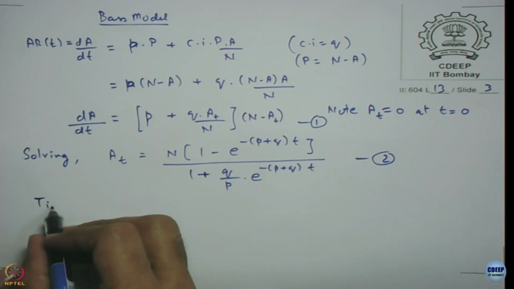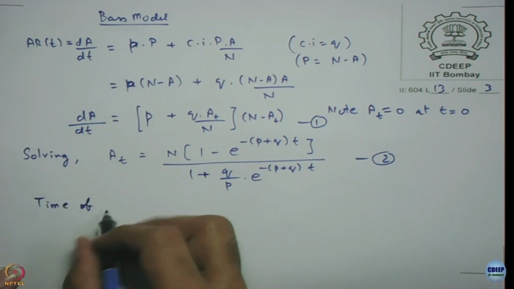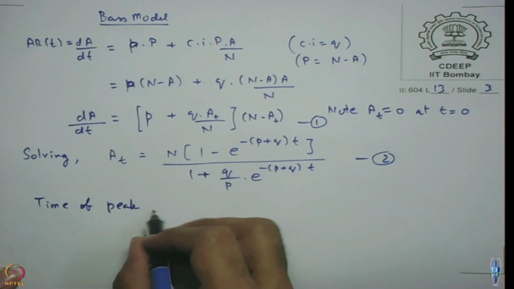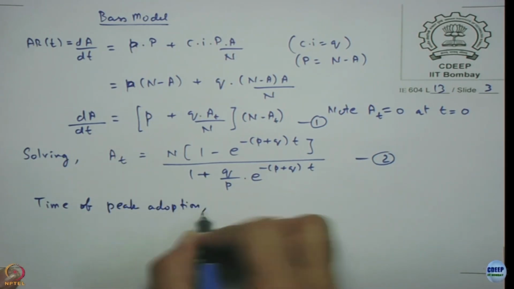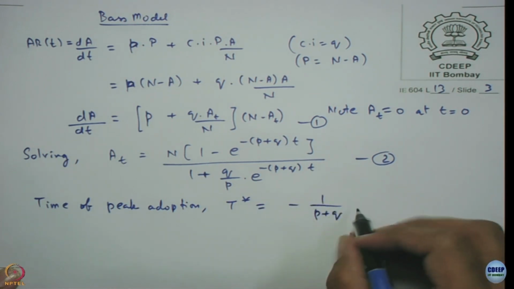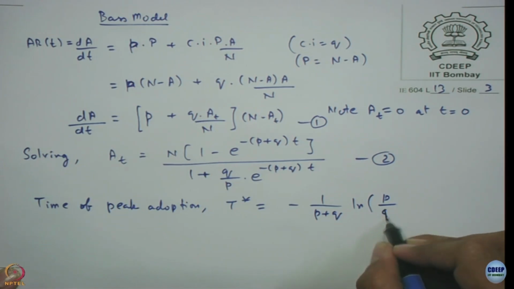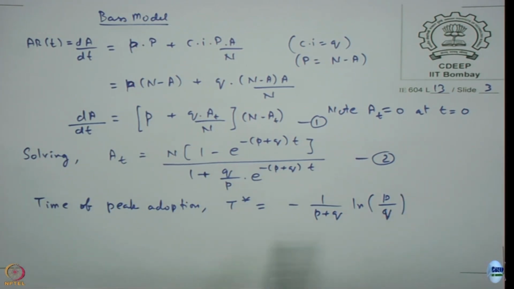Based on this, we can get our time of peak adoption in a similar fashion, or your t star that you saw earlier, which is minus 1 by (p plus q) into ln of p by q. So this t star for the cases when p is greater than q becomes negative. That means t is negative, so that is why you are having a peak at t equal to 0.